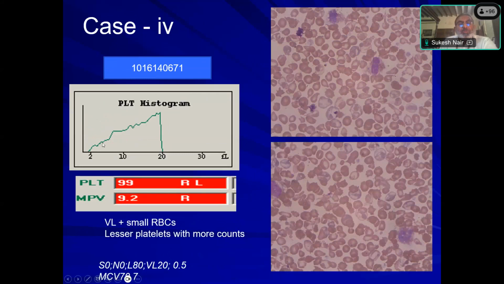Now, when you see a histogram like this, where the events are increasing between 10 and 20, but they're peaking at 20, that basically means the red cells are contaminating, the small red cells are contaminating the platelets. For example, you can see here, there are small red cells, which can be from iron deficiency or something else, that can be counted as platelets. This platelet count is actually 20,000, not 99,000. So look at the histogram.